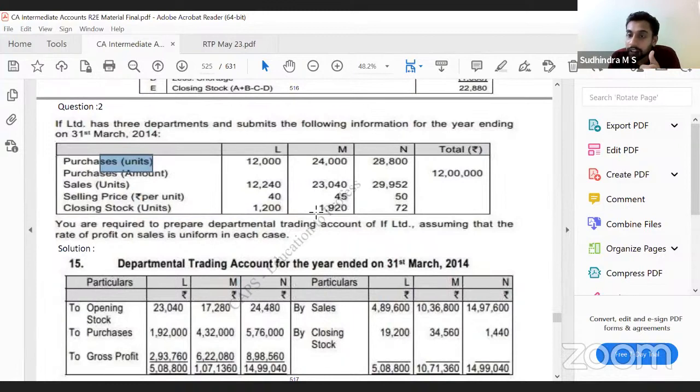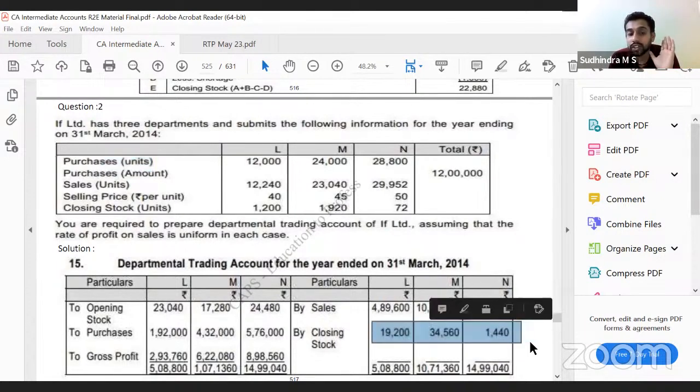Units, yes, sir. Yes, opening stock units into purchase price that we have computed now. 16 rupees, 18 rupees, 20 rupees. Same way into 12,200 into 16, 1,920 into 18, 72 into 20 will give us the closing stock value. Okay. This is a good question.